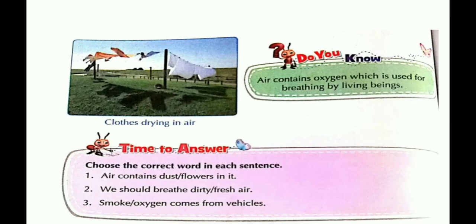Second one, we should breathe dirty or fresh air. We should breathe in fresh air. Now the next one is smoke or oxygen comes from vehicles. Which one comes out from vehicles? Is it smoke or oxygen? It is smoke. Okay, so you tick the correct word in these sentences.